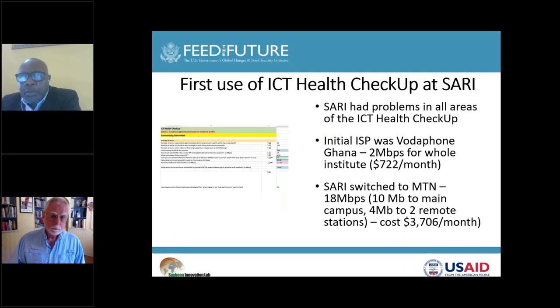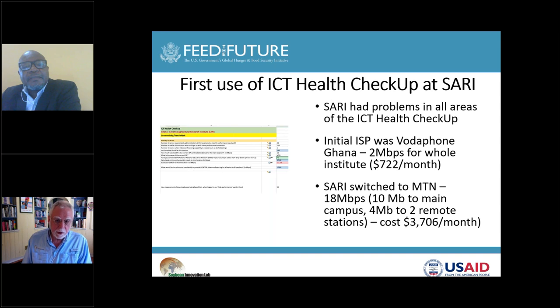Our latest member, SARI, has an interesting story, which Paul, why don't you take it up? Thanks, Lucas. So actually, SARI was the first place that I used the ICT health checkup in 2018. And when I first went there, I did the four sectors that I explained the ICT health checkup covers. And SARI had problems in all of those areas. But the most outstanding problem was their connectivity. Their initial contract with their ISP, which was Vodafone Ghana, was for 2 megabits for the entire institution, which was 40 senior scientists and 100 staff members. And for that 2 Mbps per month, they were paying $722.